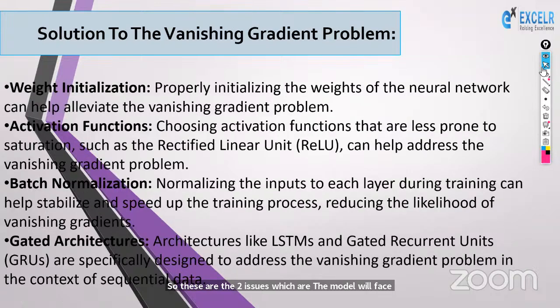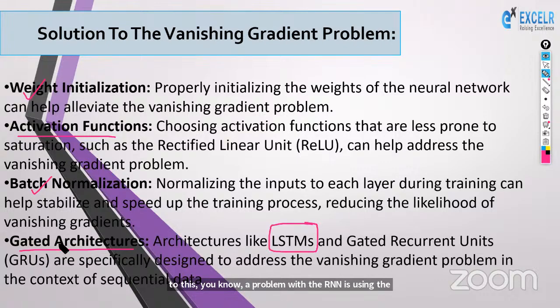The solution to this particular problem: you need to initialize the weights properly. You need to use the correct activation function. Batch normalization is another approach. And then gated architecture. One of the best solutions to this problem with the RNN is using LSTM kind of architecture. So in gated architecture, we have LSTM and GRU architecture. GRU stands for gated recurrent units. These are updated or modified RNN architectures, which are the solution for this vanishing gradient problem.